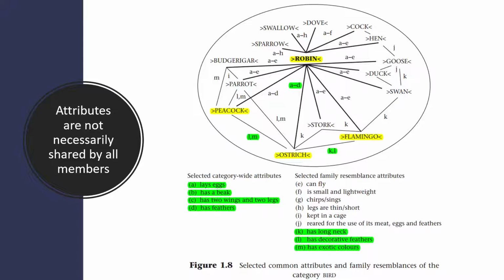But is it reared for the use of its meat, eggs, and feathers? Does it have a long neck? Does it have decorative feathers as a peacock? Does it have exotic colors as a toucan, maybe?